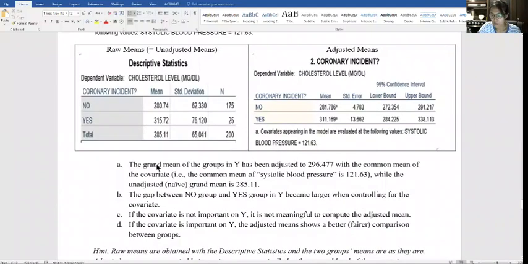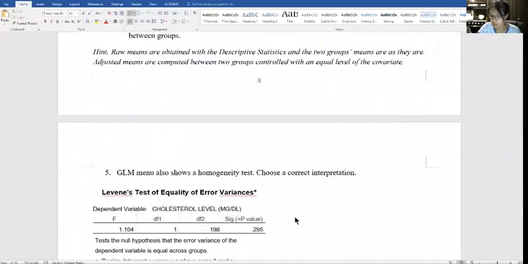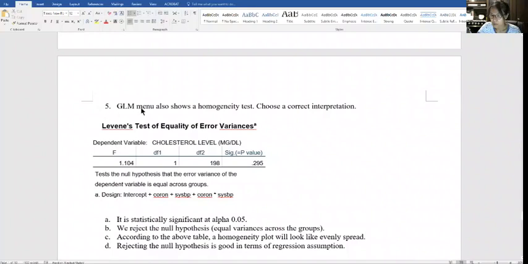Okay, so now you can have the answer here. Number 5, the GLM menu also shows a homogeneity test. Yes, this is a good one. In the midterm exam, we have a homogeneity residual plot, and between -4 and +4 on the y-axis, the dots are evenly spread, and that is a homogeneity test.